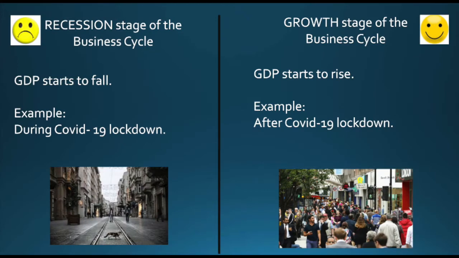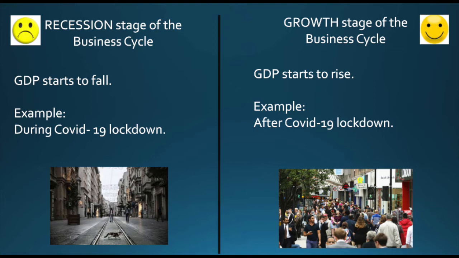So now we're going to talk about the next 2 stages, which are in between the boom stage, which is really good, and the slump stage, which is not so good. So first, let's talk about the recession stage. Now, this is when GDP starts to fall. So we're heading towards a slump, but we're not at a slump yet. This stage is called the recession stage. Now, an example of the recession stage would be during the COVID-19 lockdown, when GDP did actually start to fall.